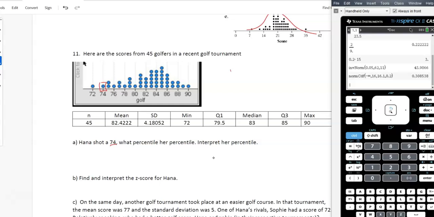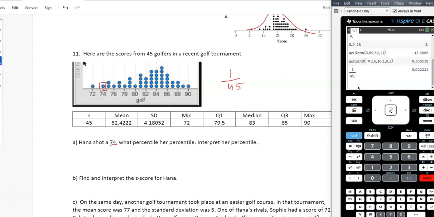There's 1 out of 45. So you would type that in your calculator. 1 divided by 45 is 2.2%. So the percentile is 2.2% or 0.022. And interpret this. Hannah's score was higher than all but 2.2% of the golf tournament participants.